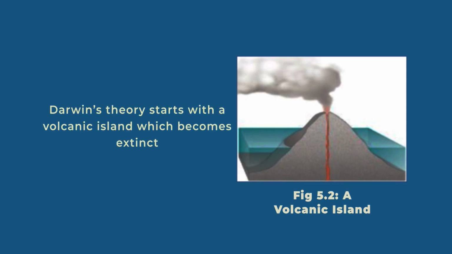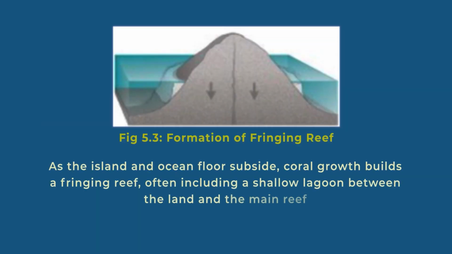In figure 5.2, we see a volcanic island. Darwin's theory starts with a volcanic island which becomes extinct, and there is subsidence. The island, after becoming extinct, is gradually lowered by whichever process it is. We are going to come to it. So, around this island there is formation of a fringing reef.